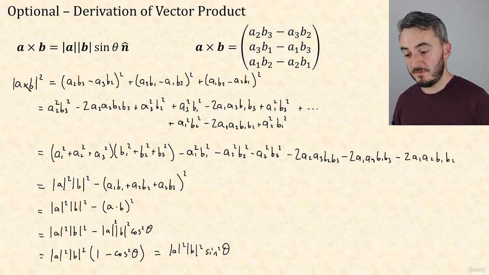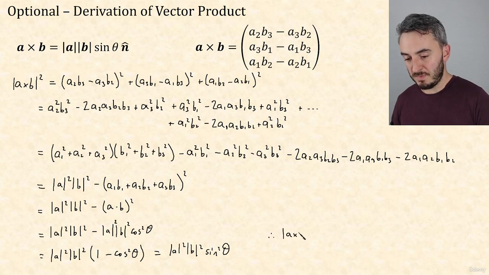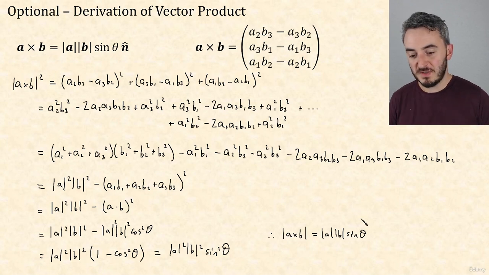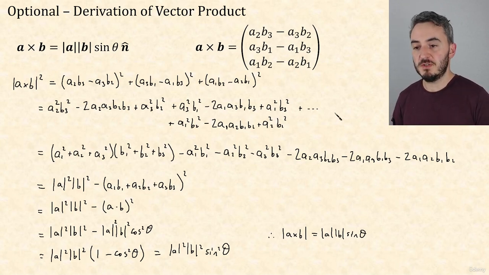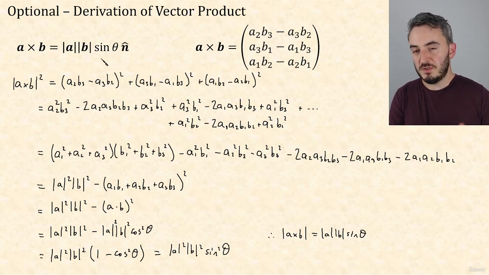This was the modulus of a cross b squared. Therefore, the modulus of a cross b is the square root of that, i.e. mod a mod b sine theta. Okay, so we've done the two most important things. We've proved that a cross b, this version here, is indeed perpendicular to a and b. That deals with this part. We've also now proved that its modulus is mod a mod b sine theta. So that almost pins it down.